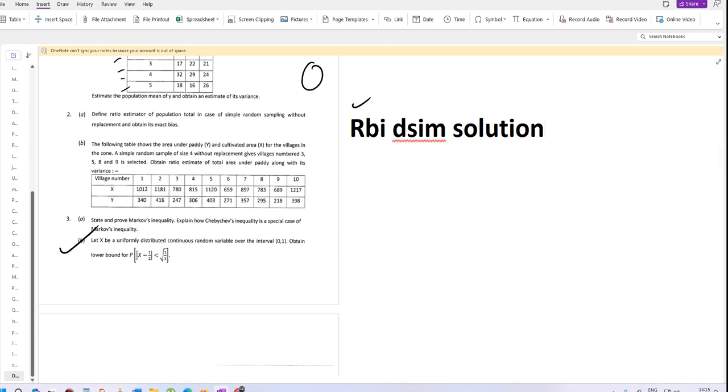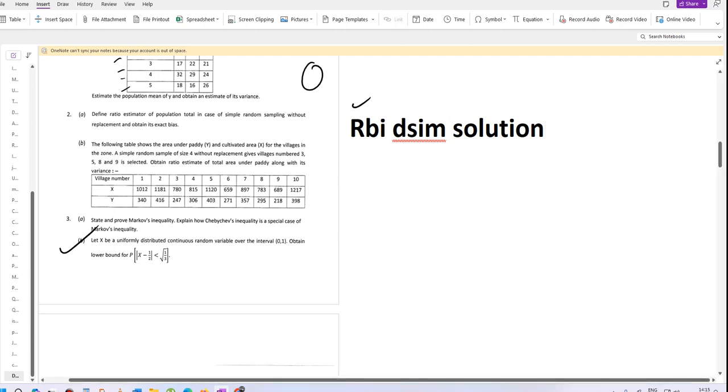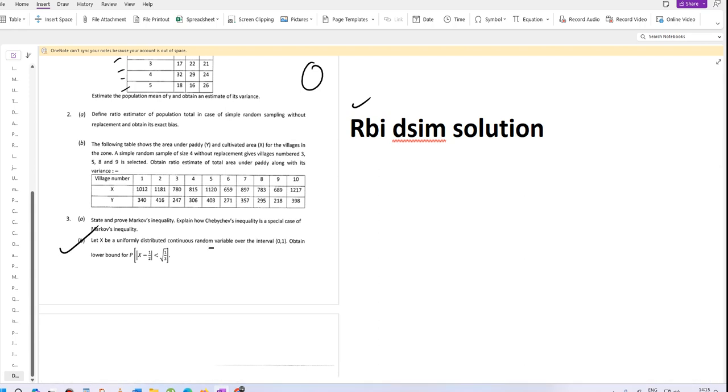Dear students, today we are solving 3B of the RBI DSIM. So we have to find a uniformly distributed continuous random variable with the interval, and obtain the lower bound. Okay, so we need to determine the probability density function and then calculate the required probability here.